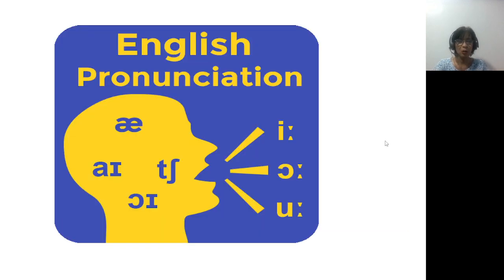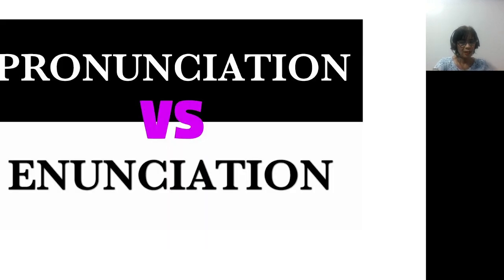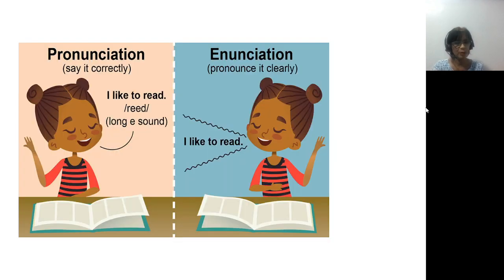Okay, so as you can see, English pronunciation is how you say the words in the English language correctly. Now, a little thought. You'd like to know maybe what is the difference between pronunciation and enunciation. So this is a little bit of an illustration of it. When we say pronunciation, we are going to say the words correctly. For example, you say, I like to read. So I'm using the long E sound for the word read.